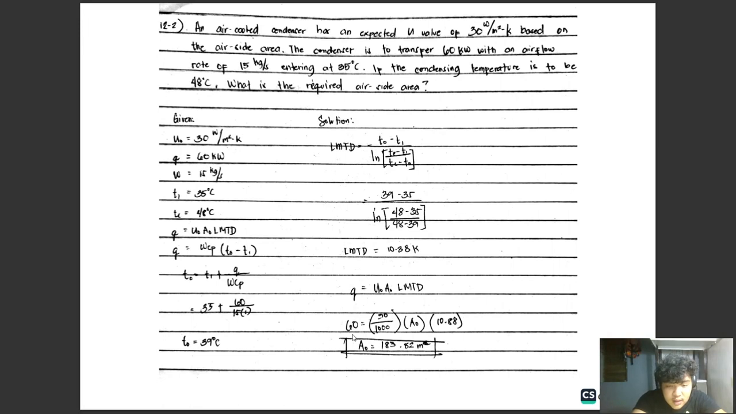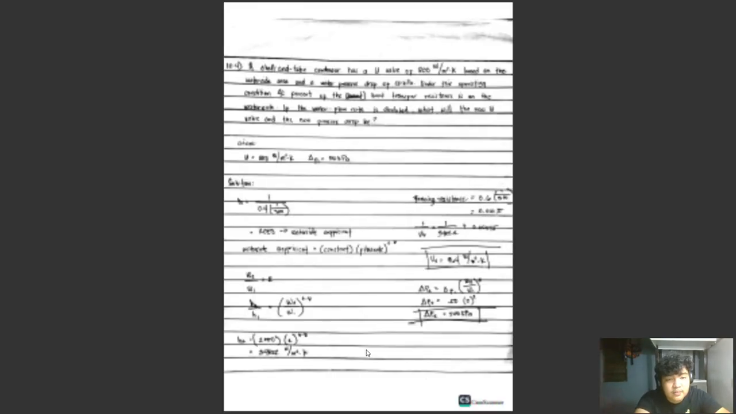So then substitute the value of it. We have 60 equals 30 over 1000 times area, then multiply to 10.38. So we have the airside area, nakuha ta by calculating this. We have airside area equals 183.82 m squared. So that's it for problem 12-2.